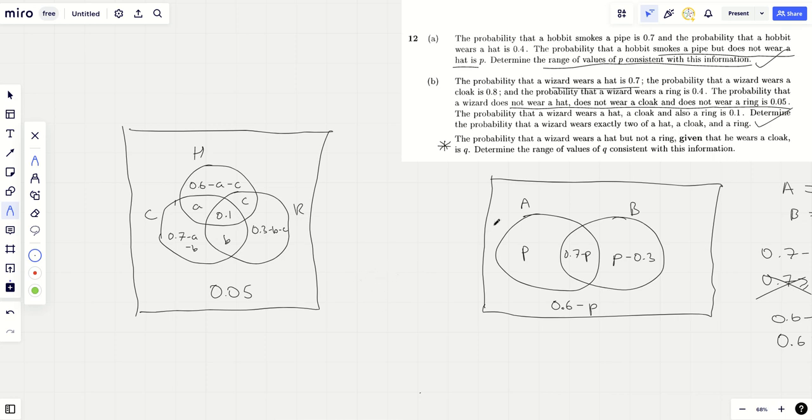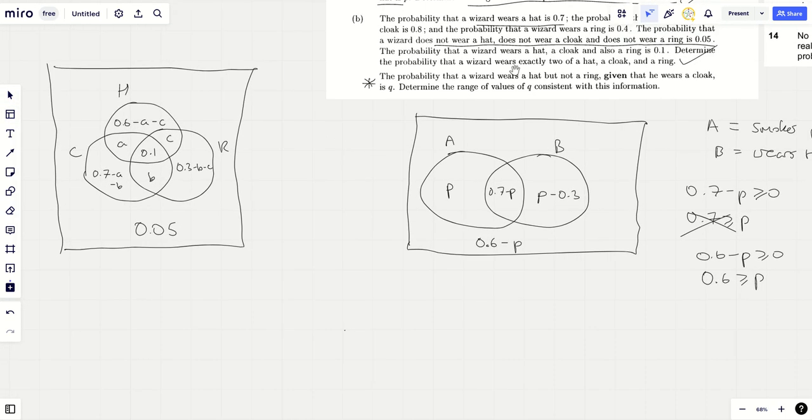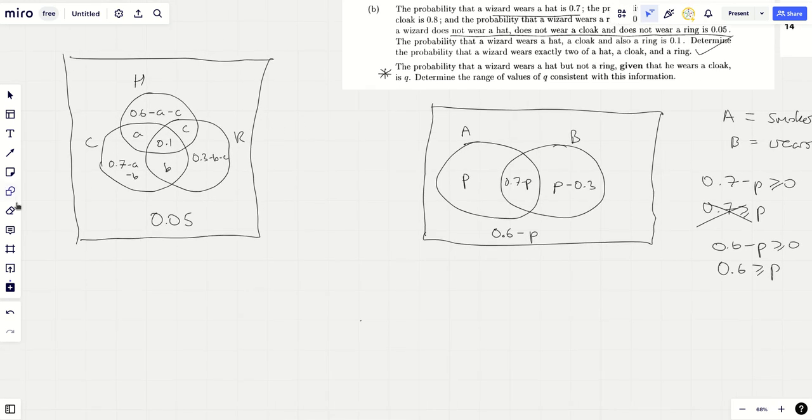Yeah? And now to find the probability that a wizard wears exactly 2 of a hat, a cloak and a ring, well, I didn't see this, but you could certainly just add up all the probabilities, equate them to 1, and then you'll be able to find A plus B plus C, which is what we're looking for, because we want A plus B plus C. We do not need to know the value of A or B or C to work out A plus B plus C here, yeah?